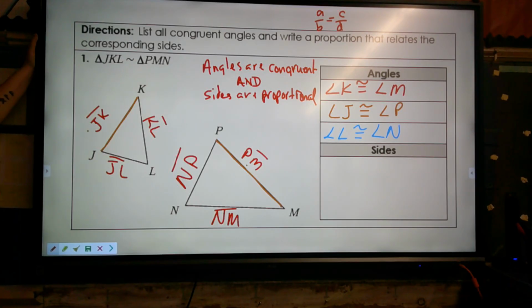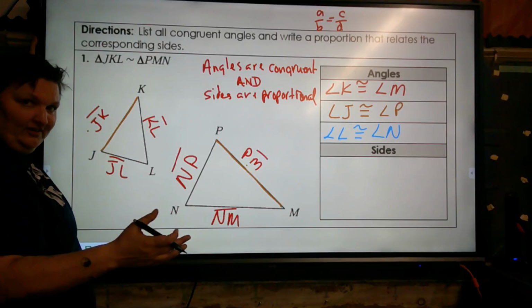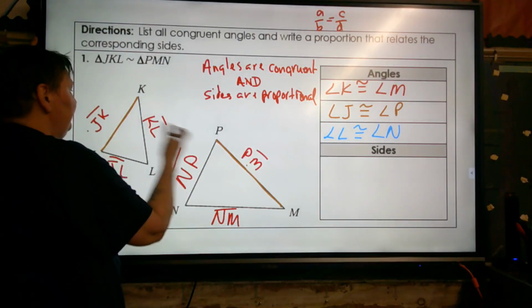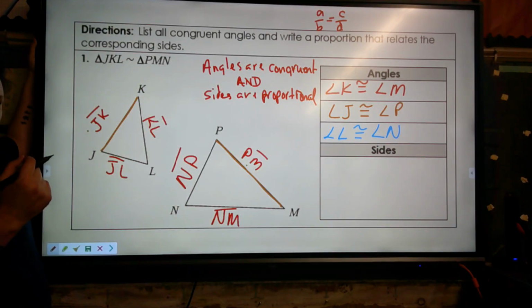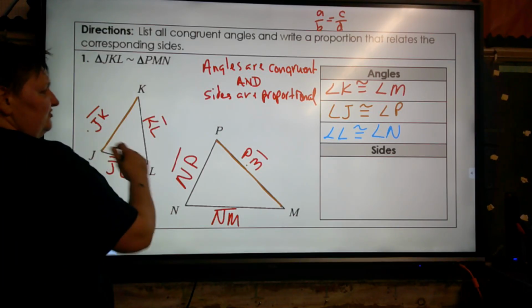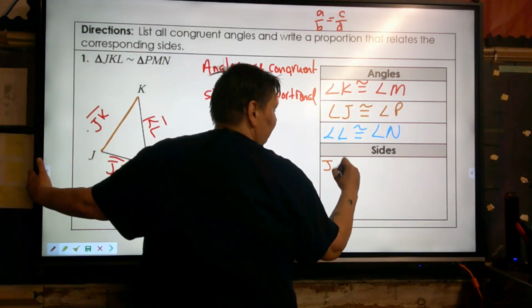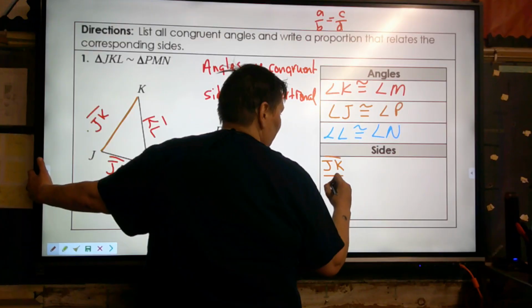No? One is bigger, one is smaller. These are the two that we're comparing in our ratio, two quantities. So you could write it two different ways, right? Write it like a ratio or write it like a fraction. So JK over PM.